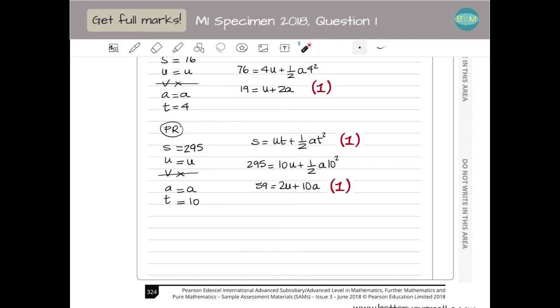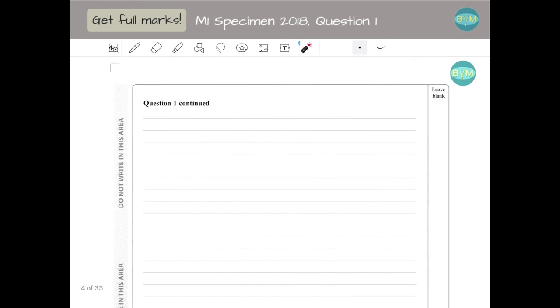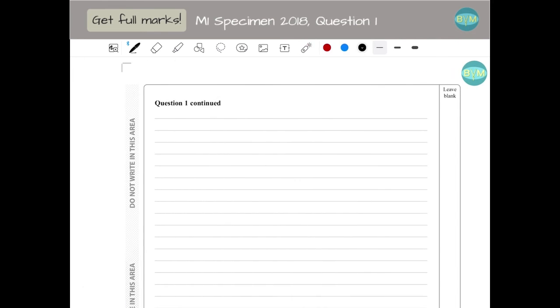And now you can see that you have two equations where you have a and u as unknowns. So we are going to solve those simultaneous equations. I'm going to do it on the next page. So you are going to write your simultaneous equations, which are 19 equals u plus 2a and 59 equals 2u plus 10a. If you solve those two simultaneous equations correctly, you have 1 mark.